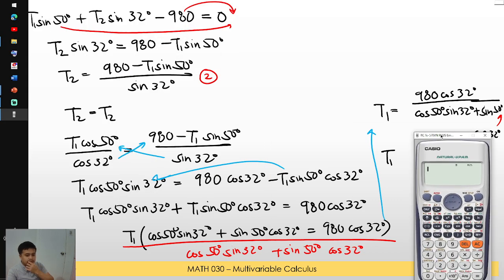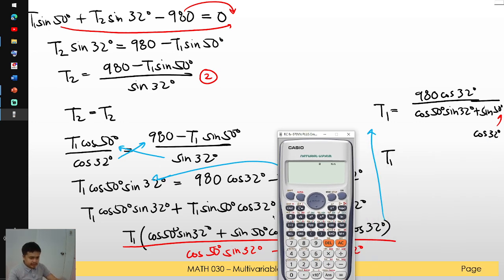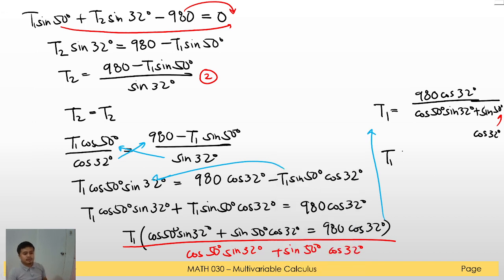So let's use a calculator here. 980 cosine 32 over cosine 50 sine 32 plus sine 50 cosine 32. Be careful with your calculator, it may be in radians, so change this to degrees if the angles are in degrees. So the answer should be 839.25. So T1 is equal to 839.25.